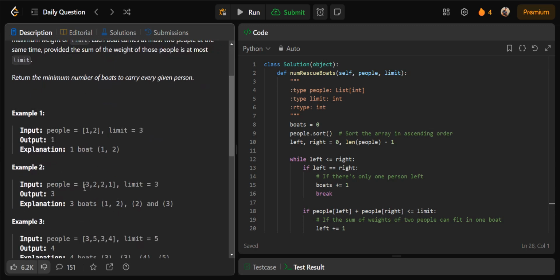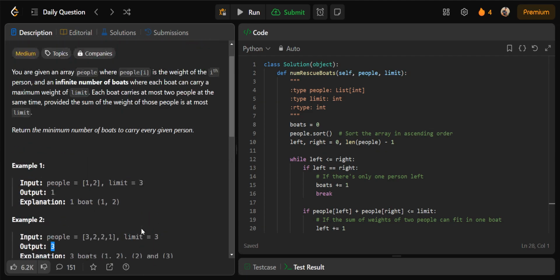Here, for example, you can see there is the people array. Here we have 3, 2, 2, 1, and the limit is 3. So the first person is 3 and that is enough for the limit, so one boat for him. And here 2 and 1, so we can carry 2 plus 1, two people together. The remaining 2 is under the limit, so we send only 2, so the minimum number of boats required is 3.